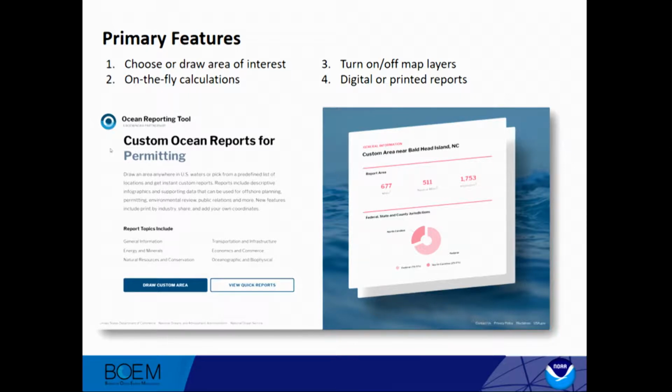And once you have that report, you can turn on and off the map layers with a little viewer on the side, and then you can share that report. It'll give you a short URL that you can share with someone else or keep for later, or you can actually print it to a PDF.